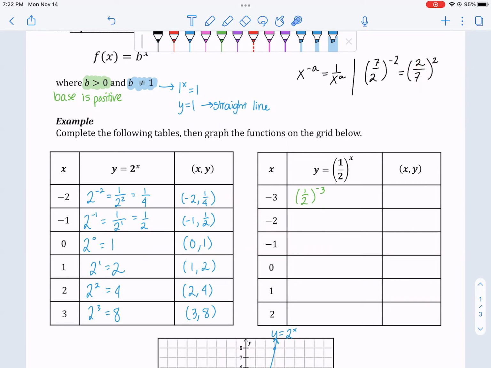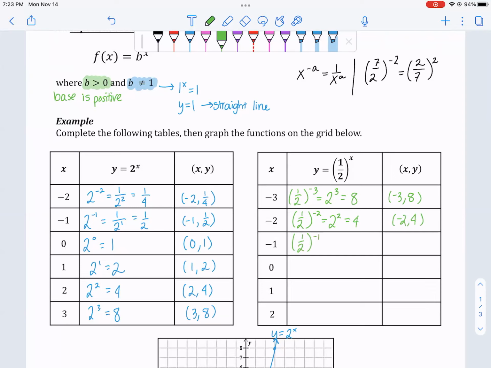exponent positive. So if I'm looking at 1/2 raised to the -3, this is the same thing as the reciprocal of 1/2, which is 2, raised to the +3. Reciprocal, make the exponent positive. So this is the point -3, 8. If we take 1/2 and raise it to the -2, that's the same thing as 2 squared, which is 4. So -2, 4.